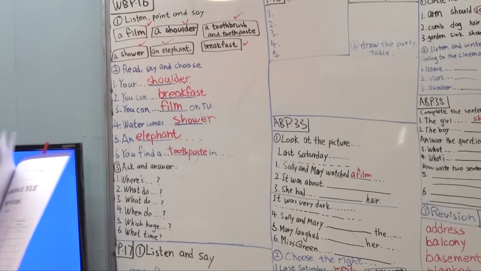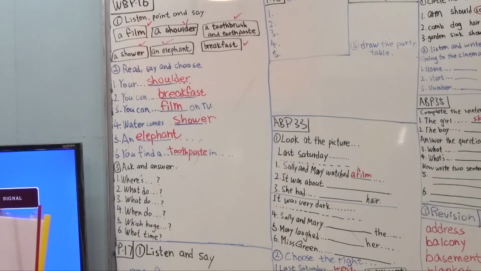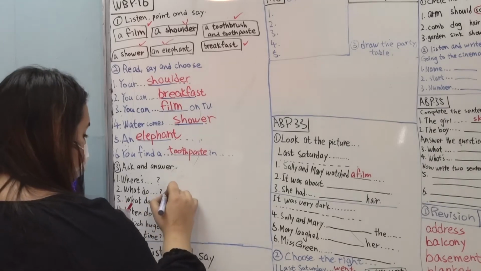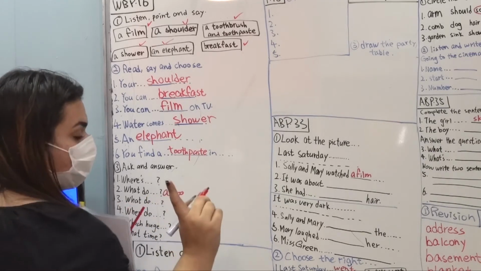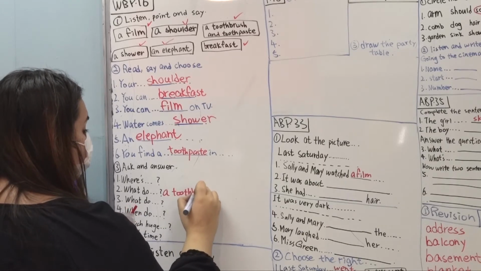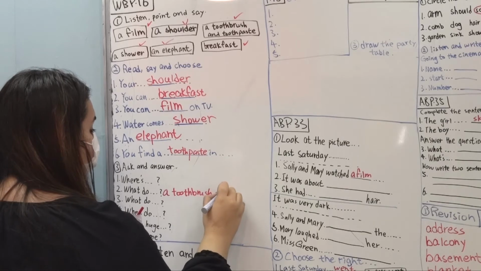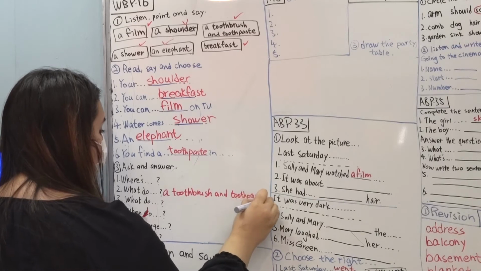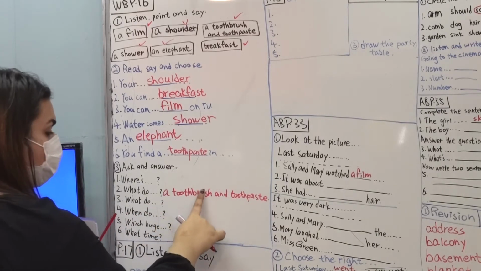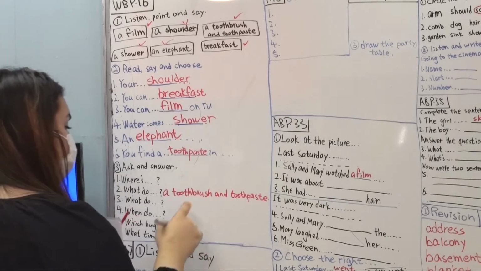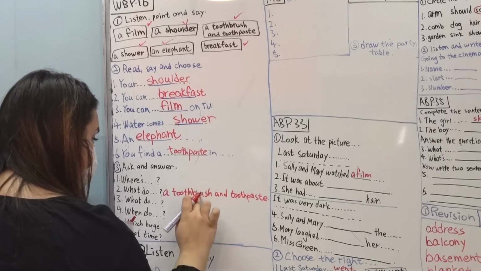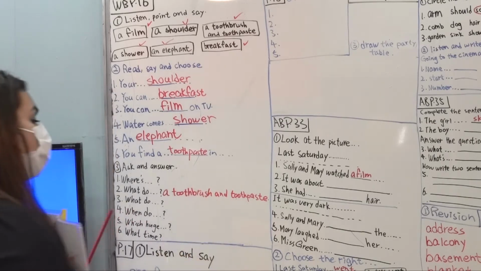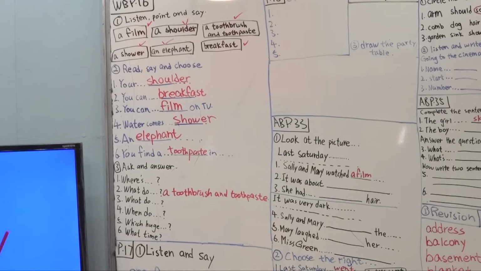What do you use to clean your teeth? Very simple. What do you use to clean your teeth? Can you say that with me? A toothbrush and toothpaste. You don't have to write, okay? I would like you to say, okay? A toothbrush and toothpaste. Number 3.